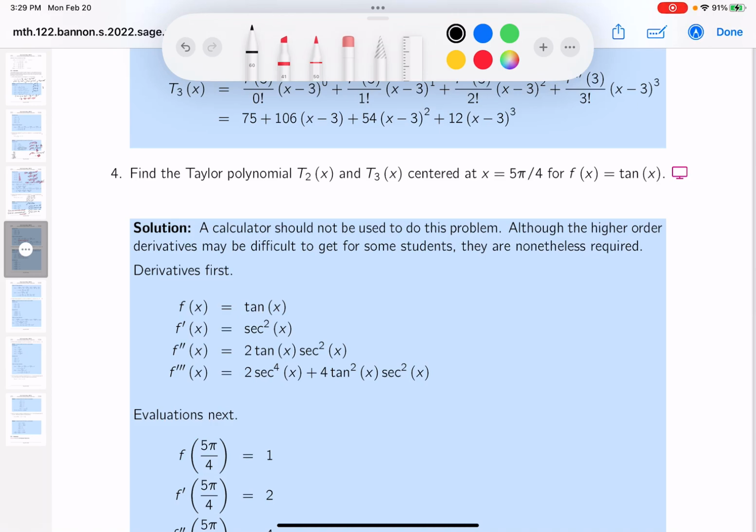Okay, f of x is tan x. That's relatively simple. The first derivative, relatively simple. Let's talk about the second derivative. And that's going to be 2 times the secant of x to the first power times the derivative of secant, which is secant x tan x.